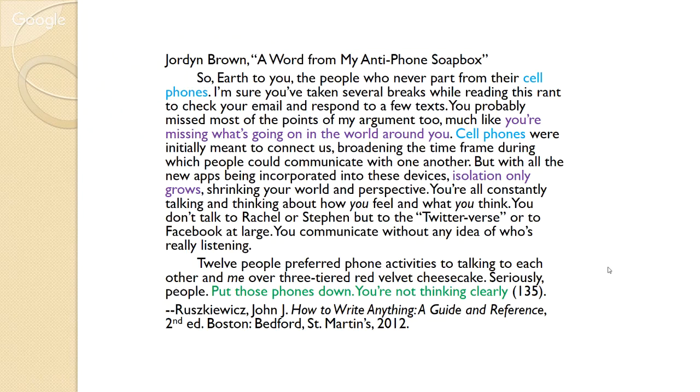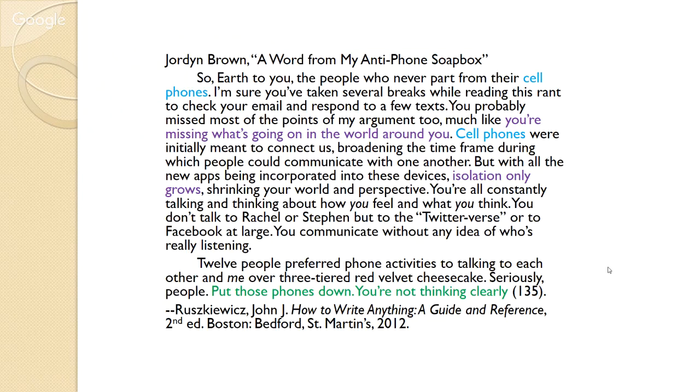And you should notice that this is incorporating several of those rhetorical strategies that we have talked about. 12 people preferred phone activities to talking to each other and me over 3-tiered red velvet cheesecake. Seriously, people, put those phones down. You're not thinking clearly. And that is the conclusion. That's the point that Jordan Brown is really trying to make here, that people need to put the phones down because they're not thinking clearly.